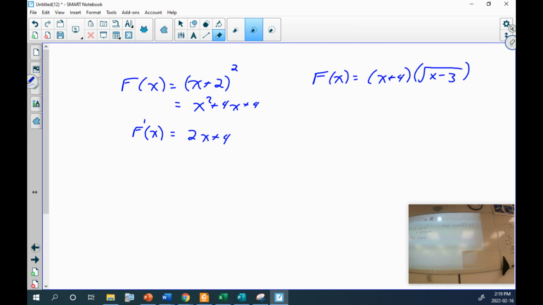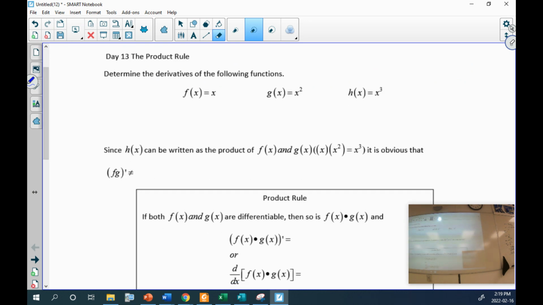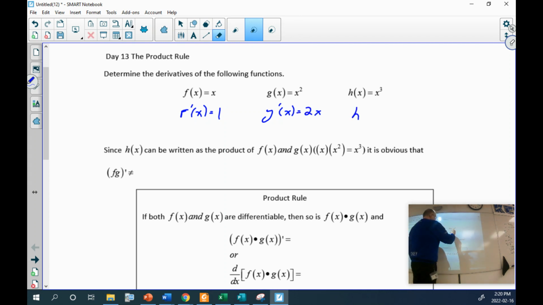It's another tool in your toolbox to allow you to do complex derivatives. And we know just by looking at this, what's the derivative of f of x? Dylan, what's the derivative of f of x? 1. The derivative of g of x is 2x. The derivative of h of x is 3x squared.